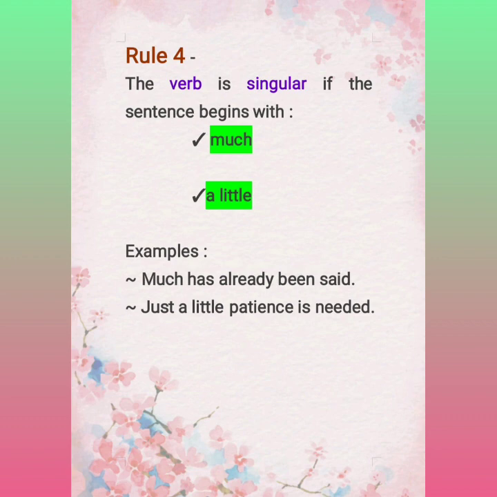Rule number 4: the verb is singular if the sentence begins with much or little. Dear children, these words are used with uncountable nouns, and uncountable nouns are always singular. For example, much has already been said, just a little patience is needed.